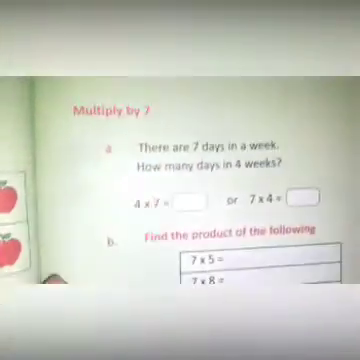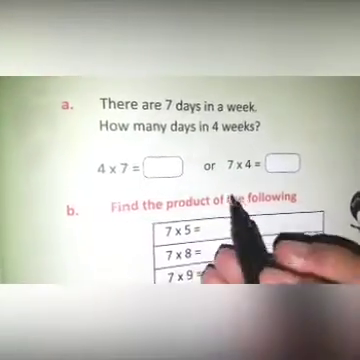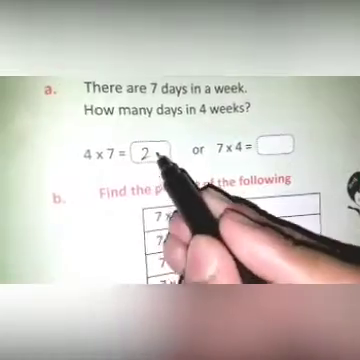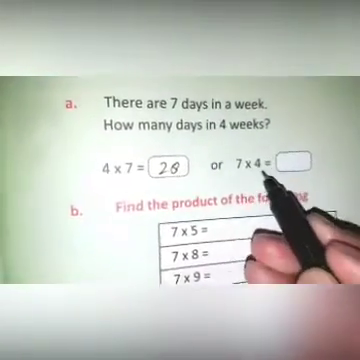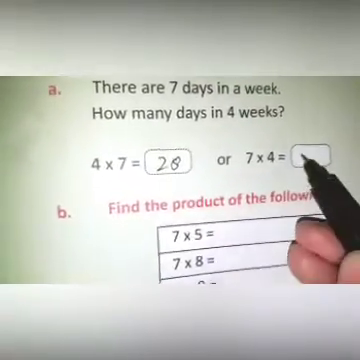There are 7 days in a week. How many days in 4 weeks? So simply what will you do? You will multiply 4 by 7. The answer will be 28. Or you can also write 7 multiplied by 4. 4 multiplied by 7 or 7 multiplied by 4. Both answers are the same, 28.